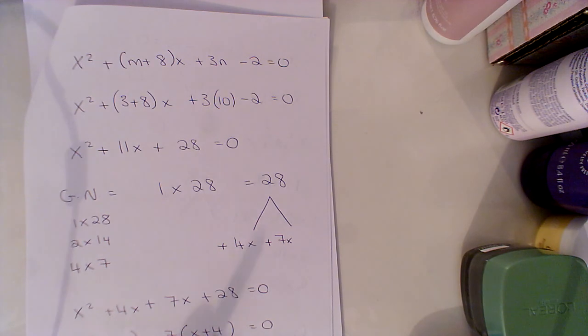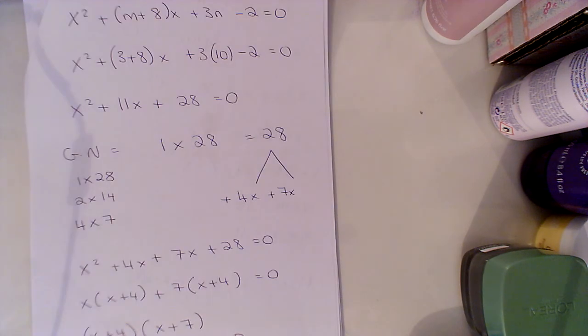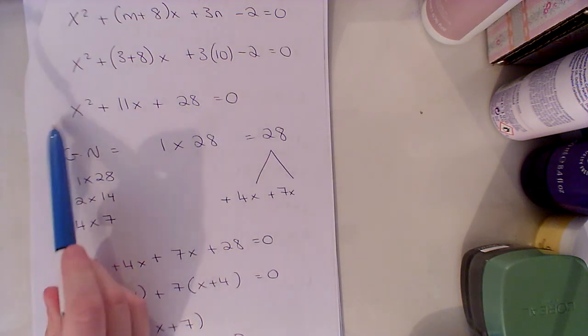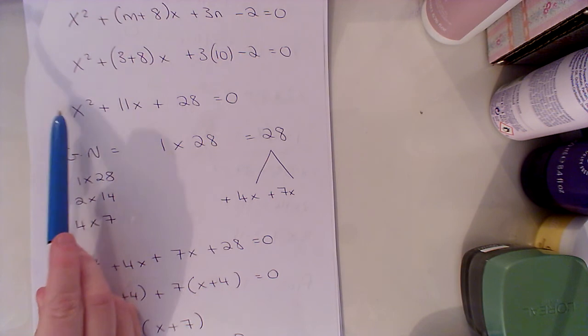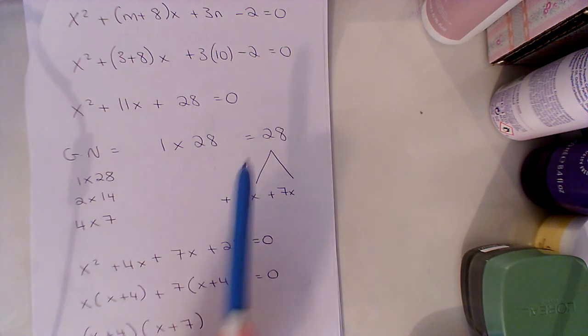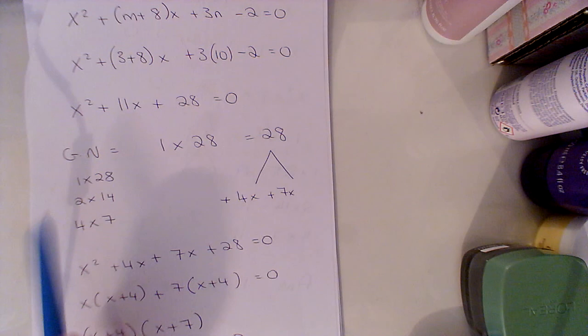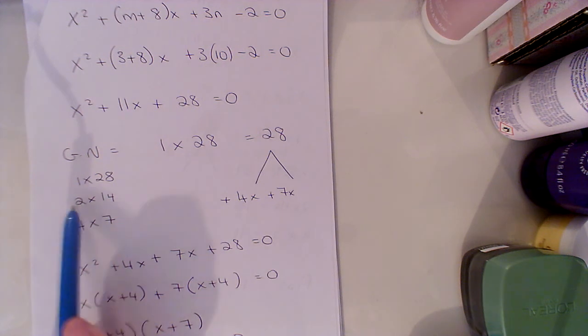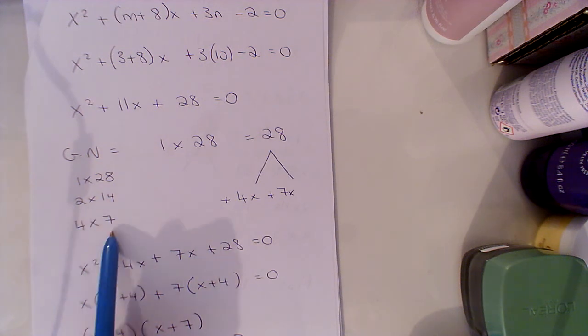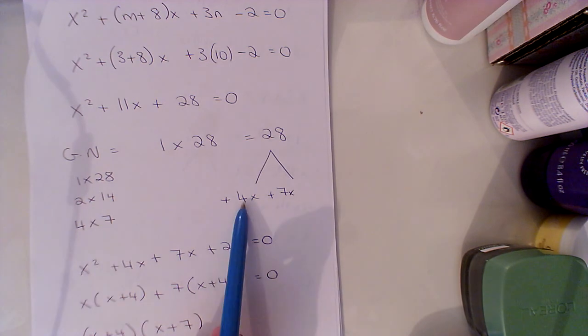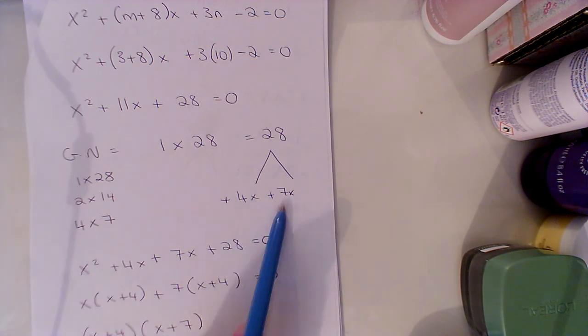It says find the roots, so I need to solve it, and I'm going to do that using my guide number method. My guide number is found by multiplying whatever is in front of my x squared by my constant. In front is 1, times 28, so my guide number is 28. I then write down all the factors of 28 that will have a difference of 11. So I have 1 by 28, 2 by 14, 4 by 7. 4 and 7 will give me 11, so I'll write down 4x, 7x.